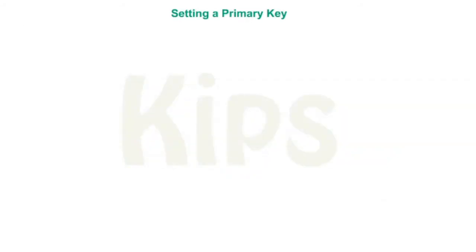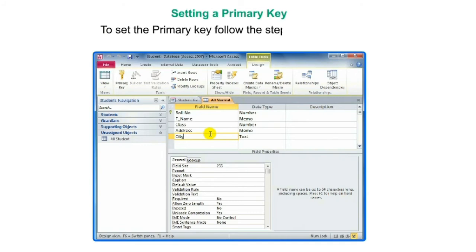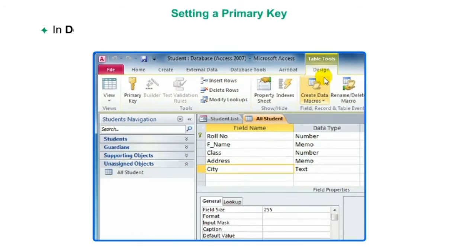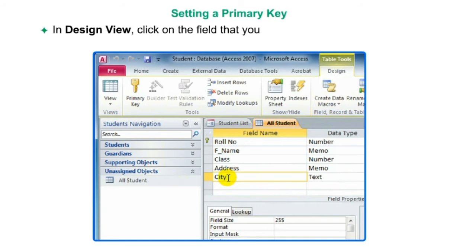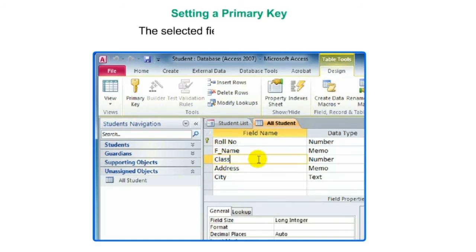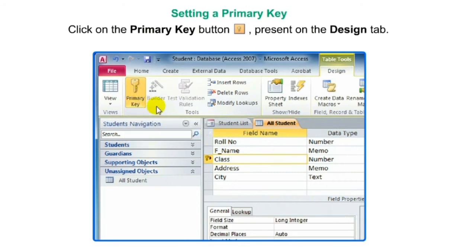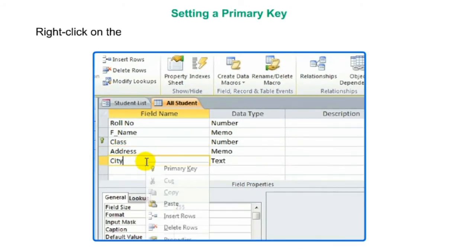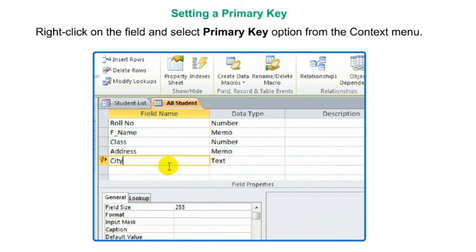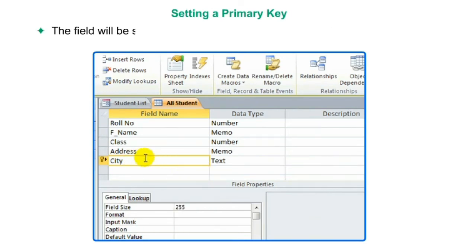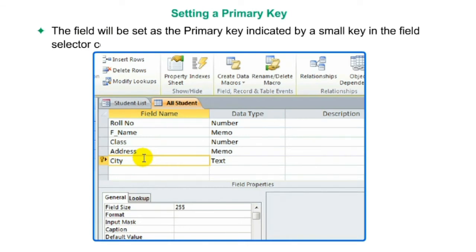Setting a primary key. To set the primary key, follow the steps given below. In Design view, click on the field that you want to set as the primary key. The selected field will be highlighted. Click on the Primary Key button present on the Design tab. Or right-click on the field and select the Primary Key option from the context menu. The field will be set as the primary key, indicated by a small key in the field selector column.